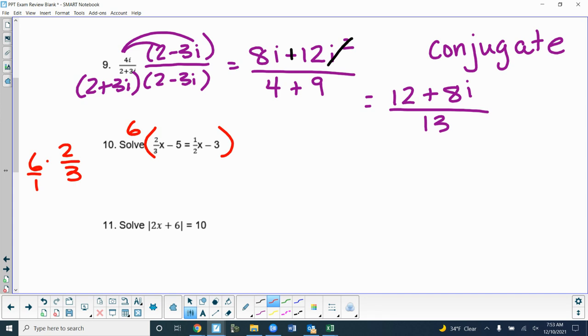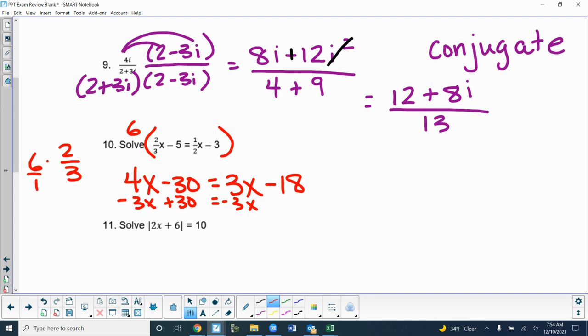So 6 times 2 is 12, divided by 3 is 4. So that becomes 4x. And then 6 times -5 is -30. And then 6 times a half, you guys know what half of 6 is, right? And then 6 times -3. So once you do that, no more fractions. That's why we do that. And then we just get the x's together and solve. So I'm going to take the 3x to the left, and I'm going to take the 30 over to the right. So I'm basically doing 2 steps at once here.